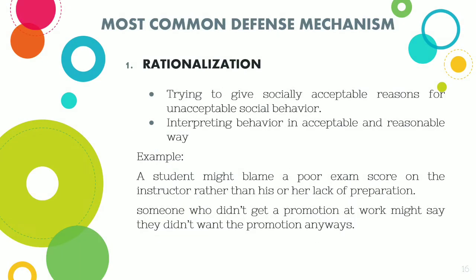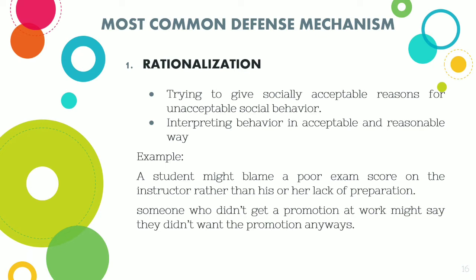So these are the most common defense mechanism. First is rationalization. Rationalization is trying to give socially acceptable reasons for unacceptable social behavior. Rationalization is interpreting behavior in an acceptable and reasonable way. Example, a student might blame a poor exam score on the instructor rather than his or her lack of preparation.